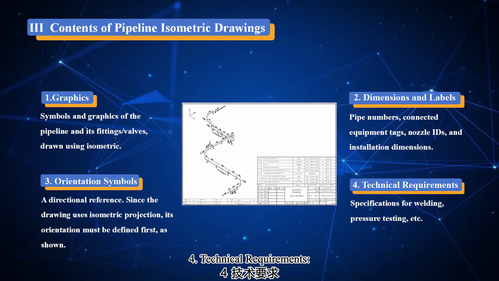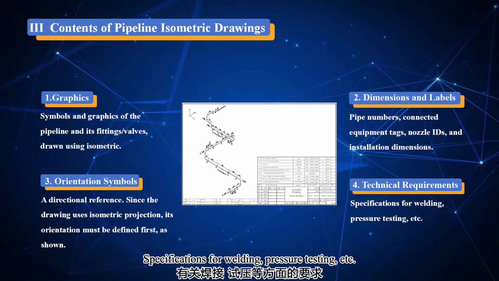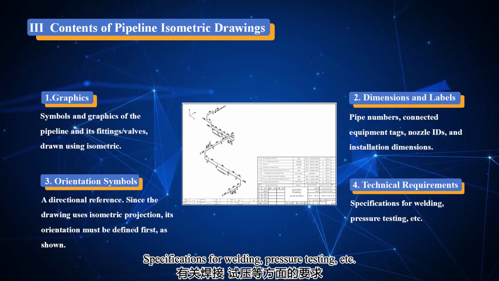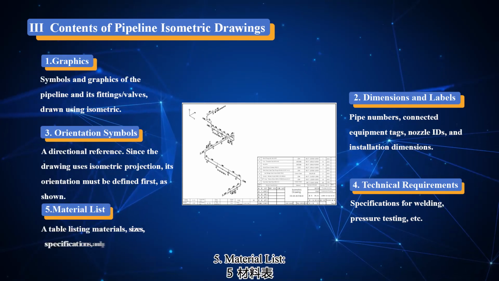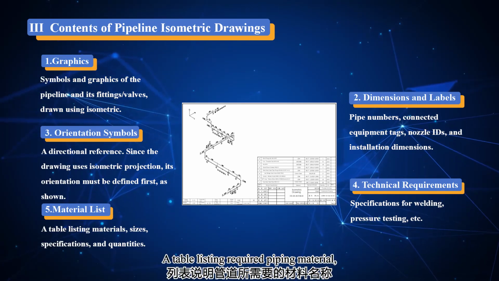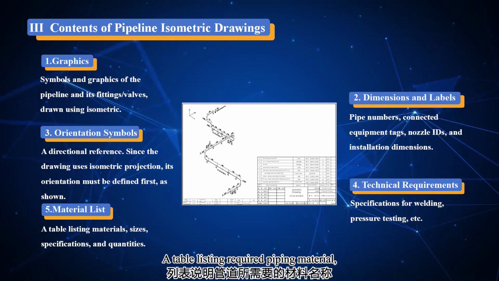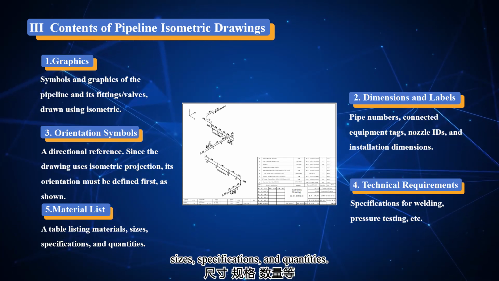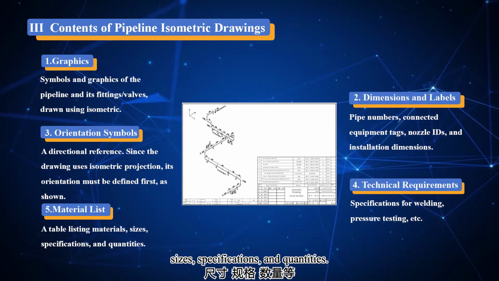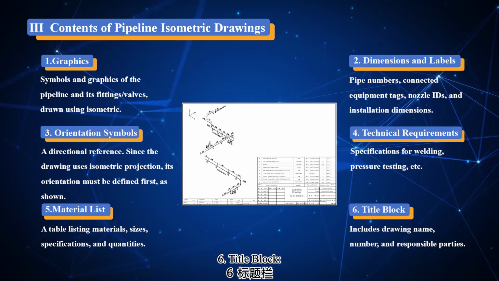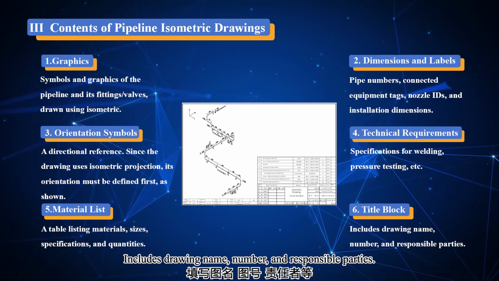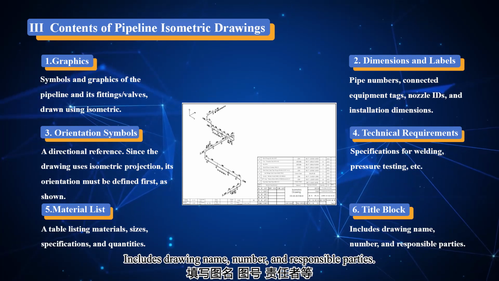Fourth, technical requirements, specifications for welding, pressure testing, etc. Fifth, material list, a table listing required piping material, sizes, specifications, and quantities. Sixth, title block, which includes name, number, and responsible parties.